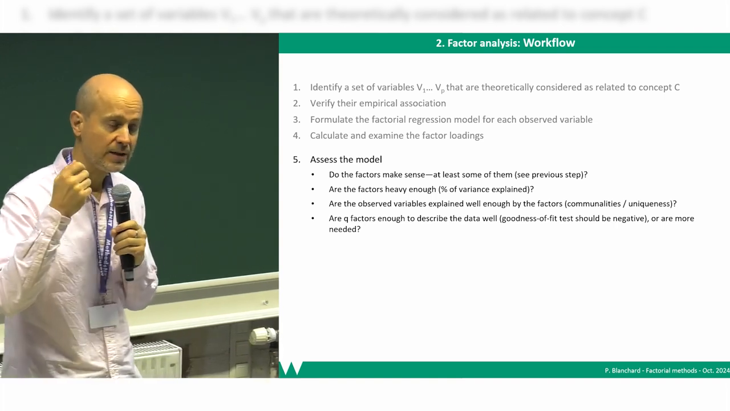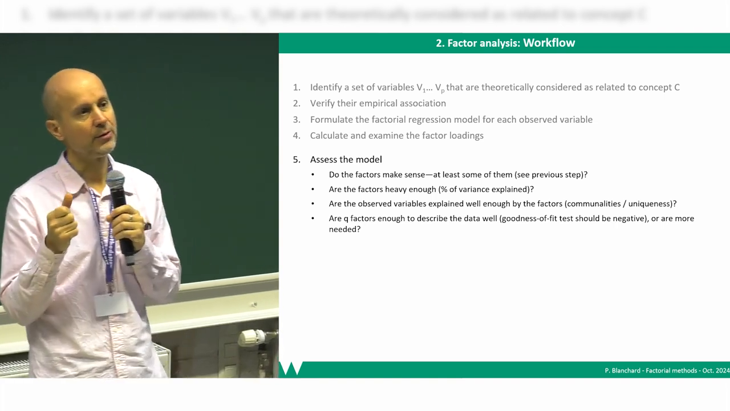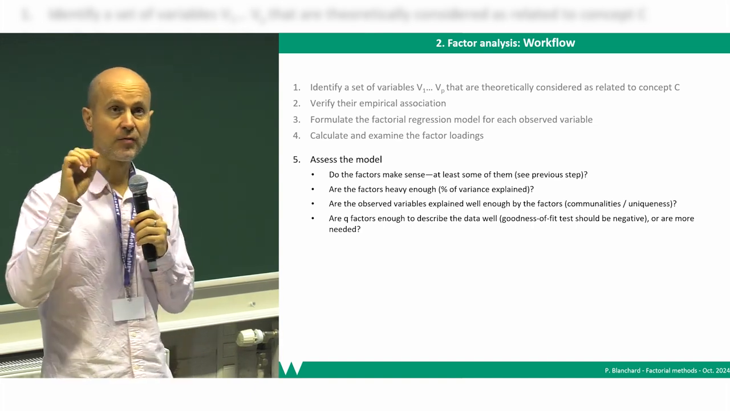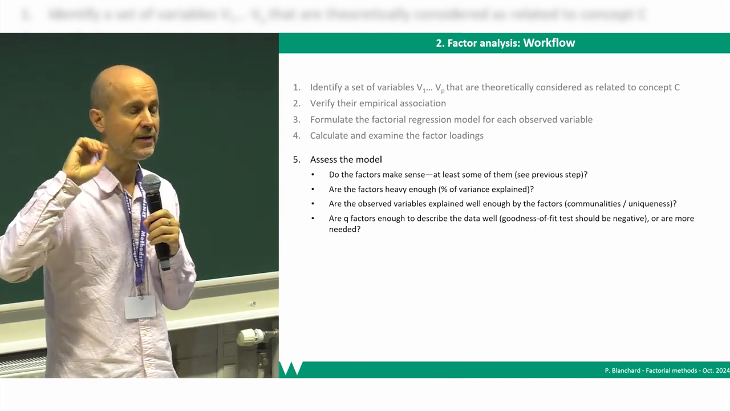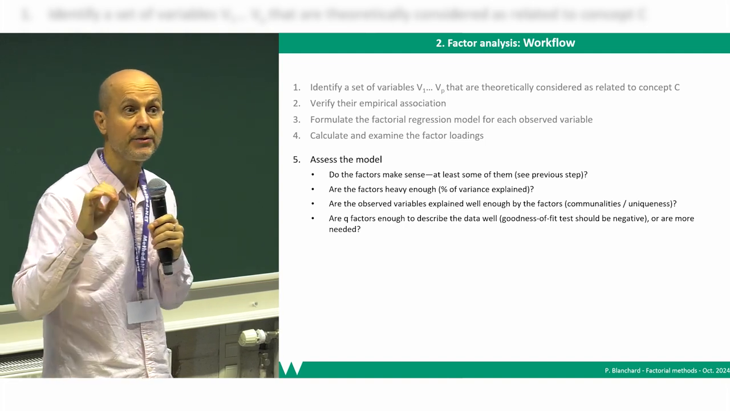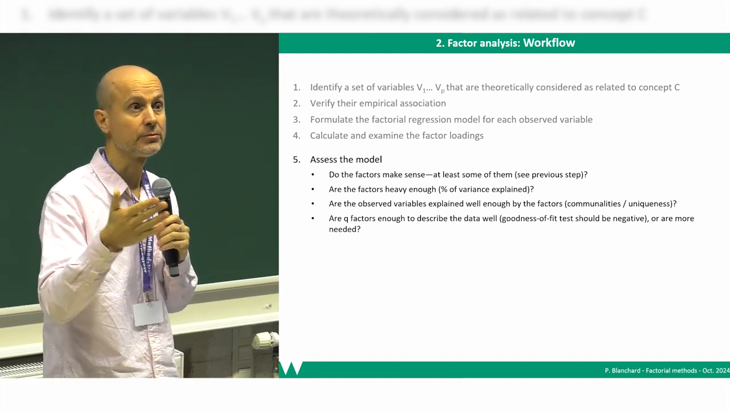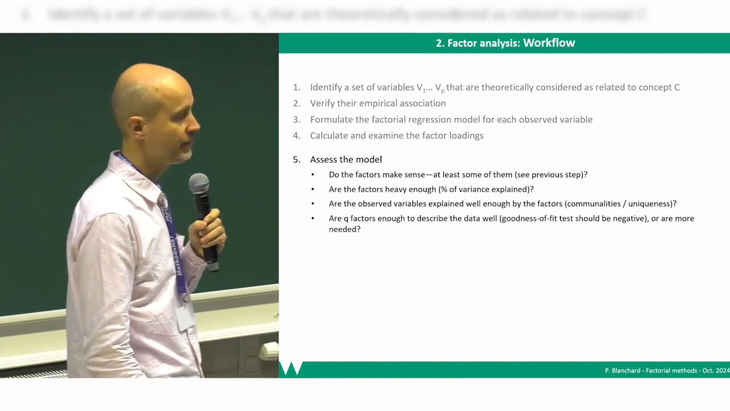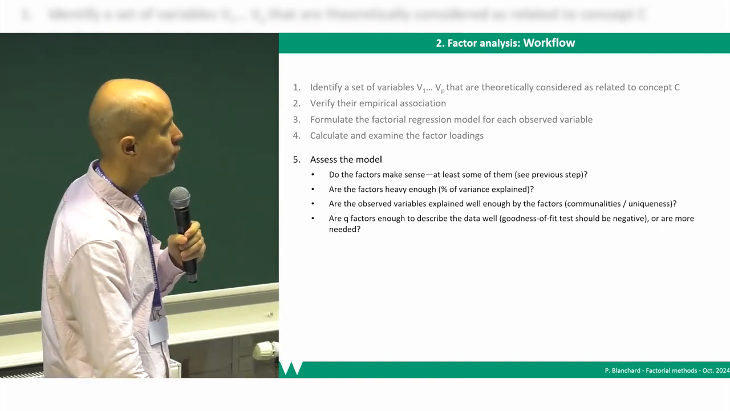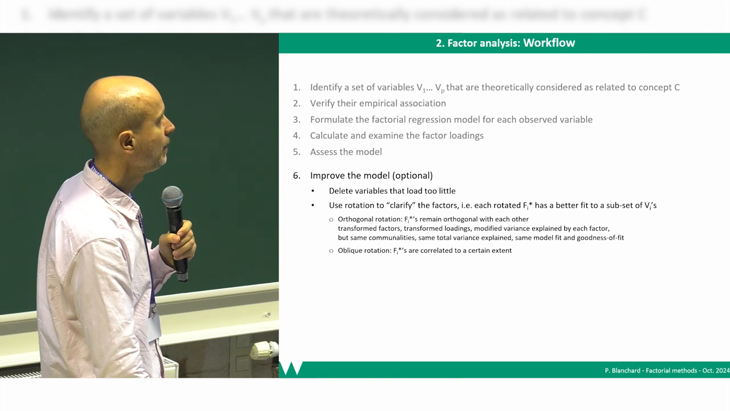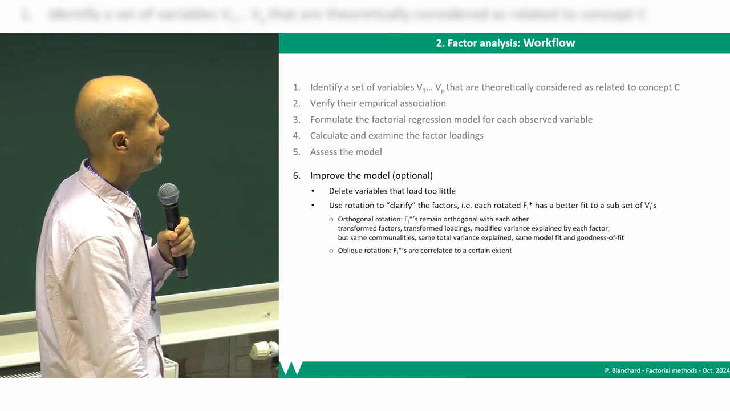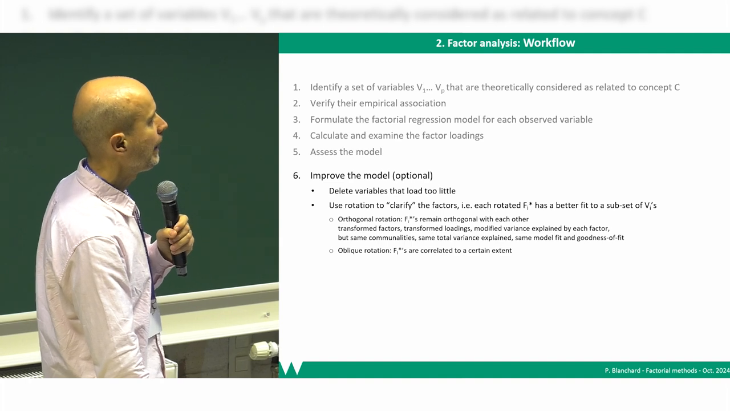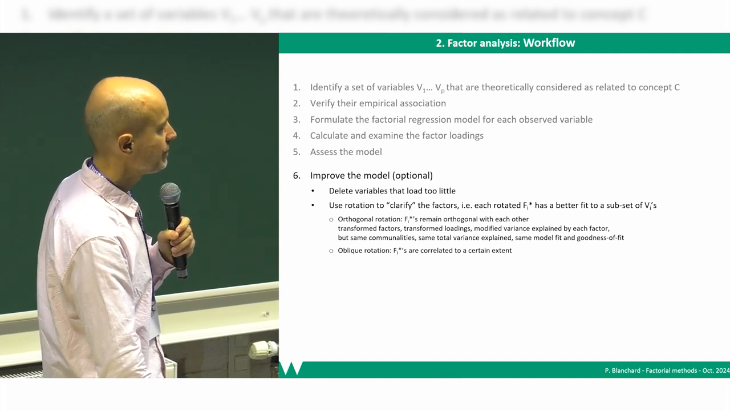Sometimes you have a more precise hypothesis about the existence of a factor or the size of factors that are already announced by theory. Then you can stop at 2. Sometimes 2 can give you a high percentage of variance explained. So we have scores for that. Okay, and improve the model, delete variables that load too little, for example, and use rotations.